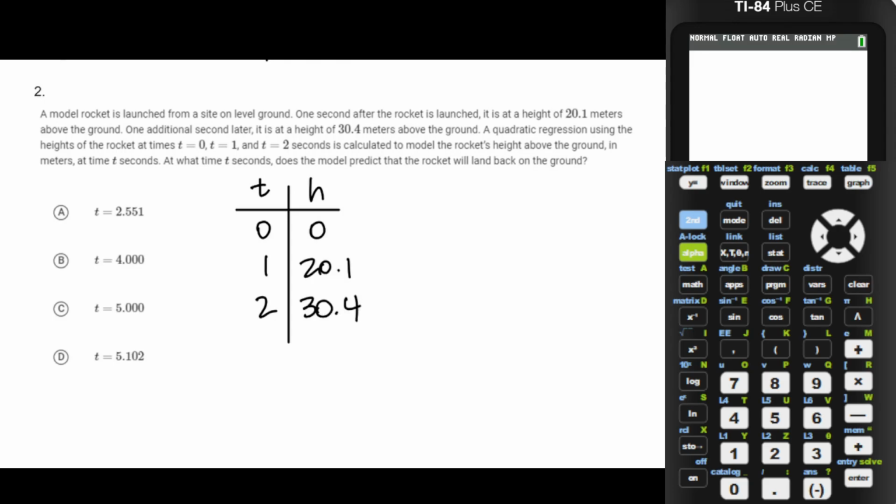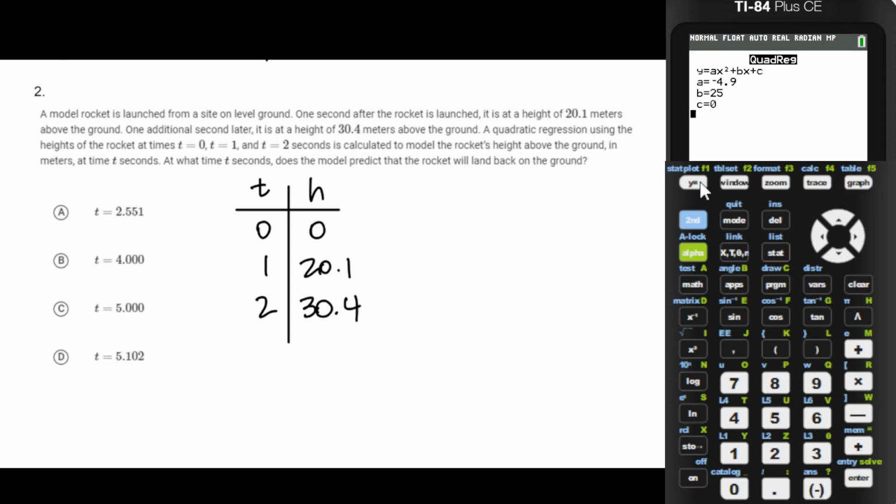So we're going to need to put that data into the lists. Stat, edit the lists: 0, 1, 2, then 0, 20.1, and 30.4. Then we're going to stat calculate, and it asks for a quadratic regression. We're going to need to reason with the graph of the regression equation, so I'm definitely going to store that into y1. Okay, this is not free response, so I don't need to report my findings here.